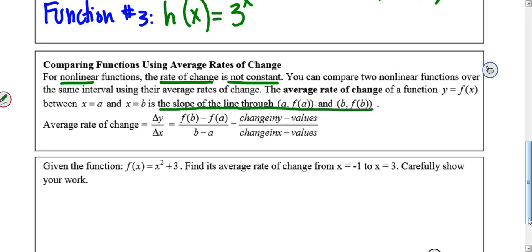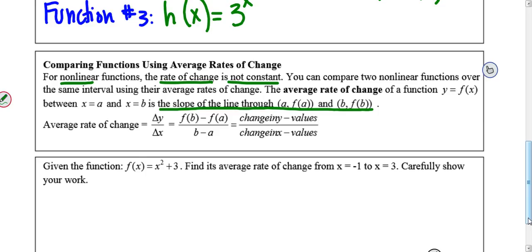I write that in there for you, your formula. Average rate of change is the change of y over the change of x. I have f of b minus f of a. Remember, that's y minus y, again, the change in my y values. And this is all over b minus a, or your change in your x values.